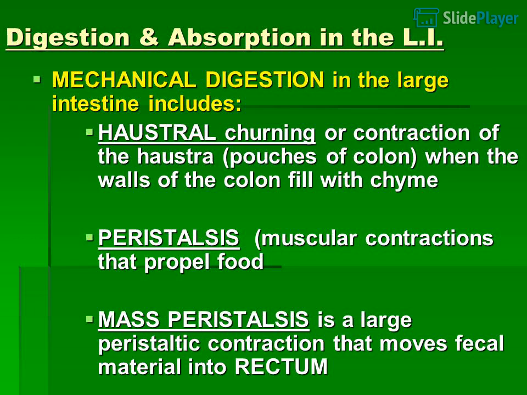Digestion and absorption in the LI. Mechanical digestion in the large intestine includes haustral churning, or contraction of the haustra, pouches of colon, when the walls of the colon fill with chyme. Peristalsis: muscular contractions that propel food. Mass peristalsis is a large peristaltic contraction that moves fecal material into rectum.